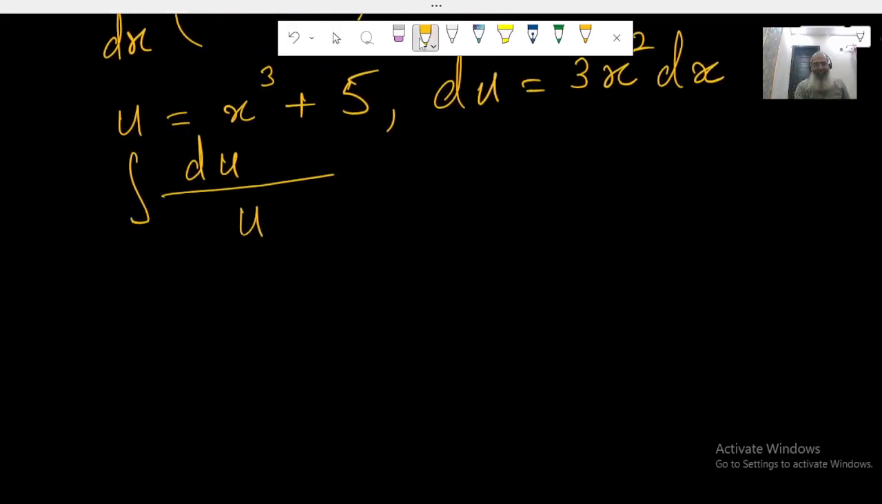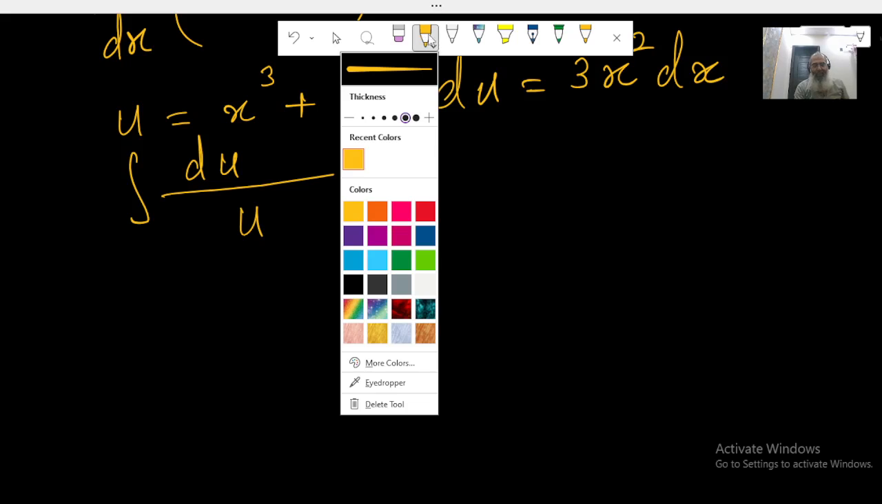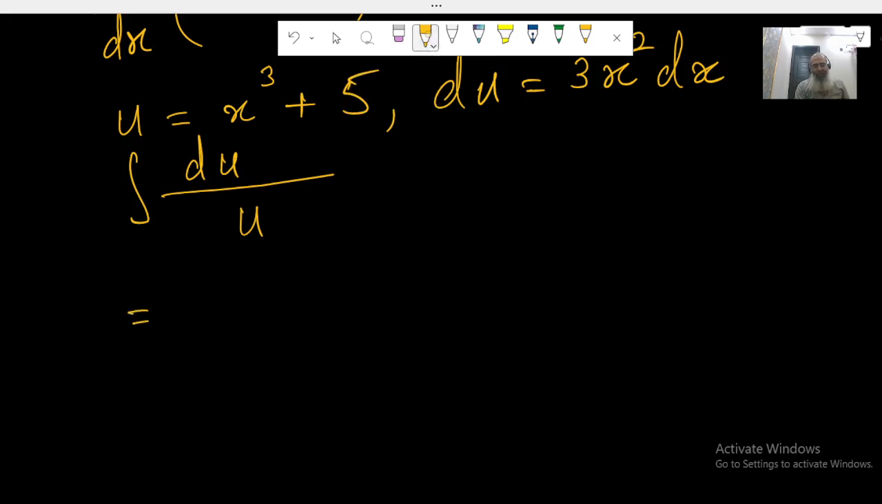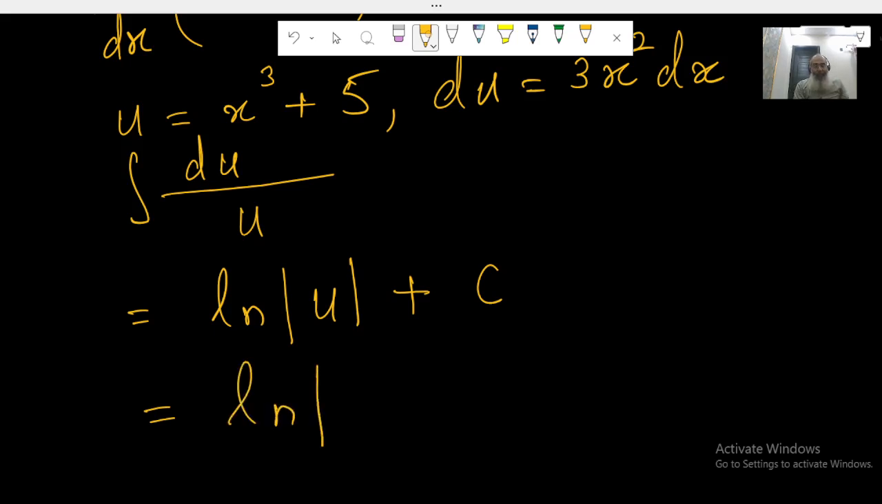Again, the integration is so easy. In just one step, I can find it. It's ln absolute value of u, plus constant of integration. And now don't forget to substitute the original expression here: ln of the absolute value of x cubed plus 5, plus c.